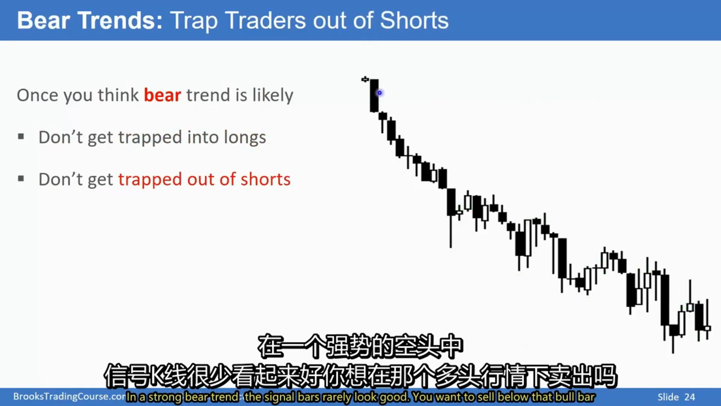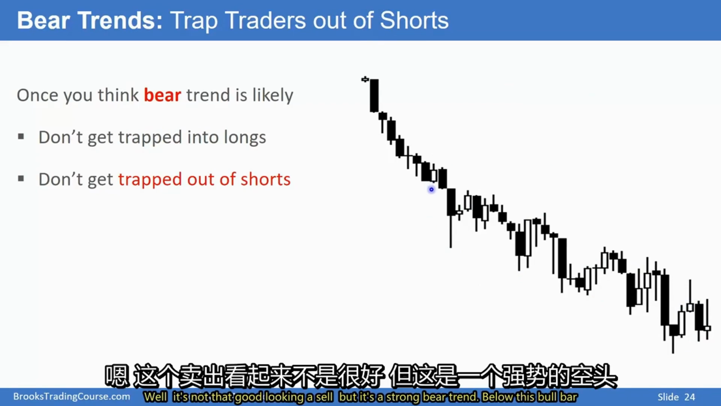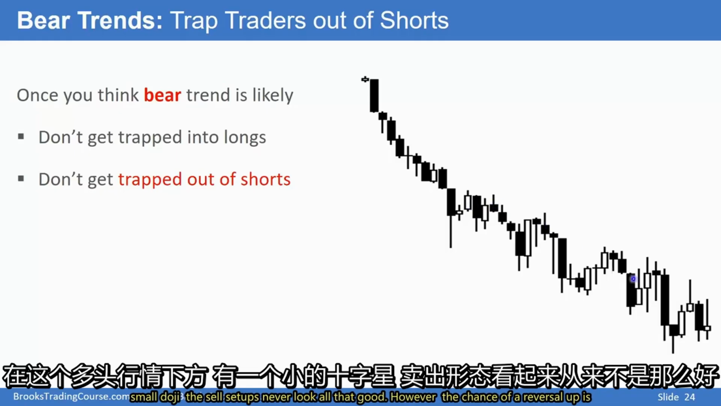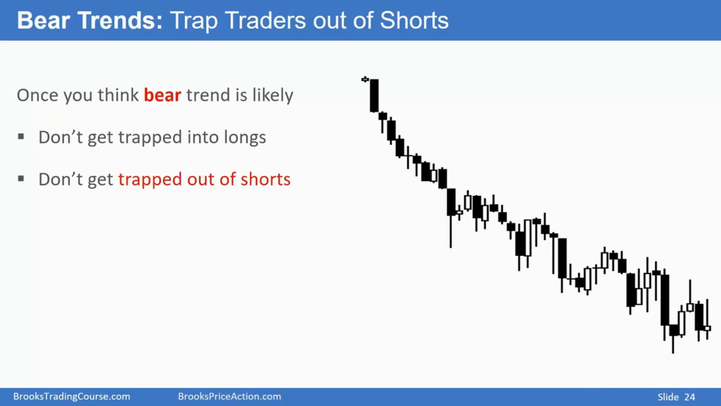In a strong bear trend, the signal bars rarely look good. You want to sell below that bull bar? Well, it's not that good looking a sell, but it's a strong bear trend. Below this bull bar, small doji, the sell setups never look all that good. However, the chance of a reversal up is small, and if you do get a reversal up, it'll be minor and you'll test back down.